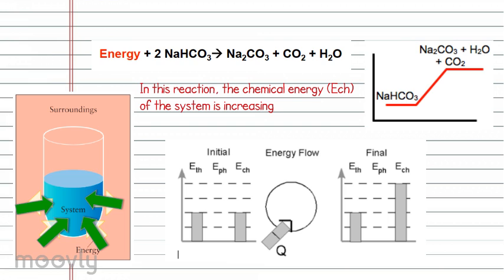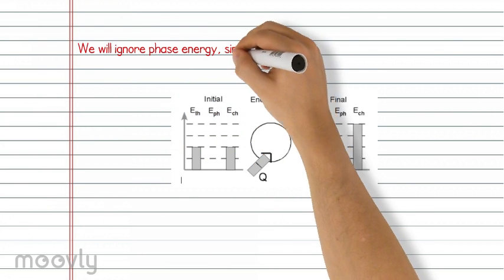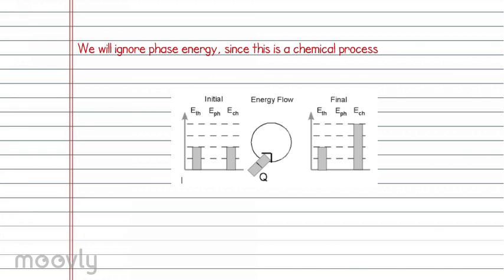Next, you will consider thermal energy. We can assume that this reaction starts at room temperature by drawing 2 bars under ETH in the initial panel. We can also assume that after the reaction is complete, the system is going to return to normal temperature or room temperature. We will show this by drawing 2 bars again in the final state under ETH. To keep things simple, we will ignore EPH or phase energy.